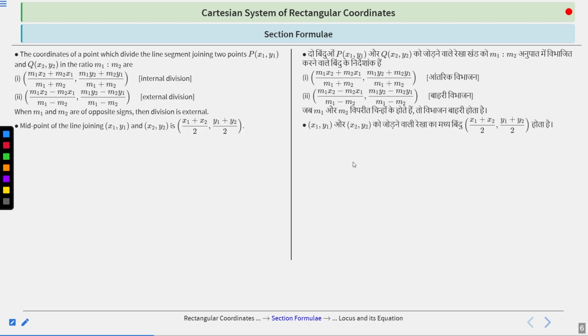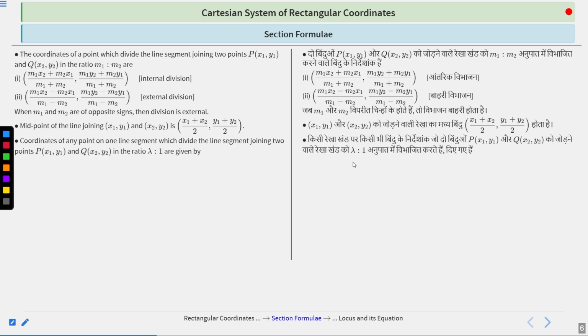Midpoint of the line joining (x1, y1) and (x2, y2) is ((x1 plus x2)/2, (y1 plus y2)/2), right? Coordinates of any point on the line segment which divides the line segment joining two points P having coordinates (x1, y1) and Q(x2, y2) in the ratio lambda is to 1 are given by (x1 plus lambda x2) upon (lambda plus 1) and (y1 plus lambda y2) upon (lambda plus 1), where lambda is not equal to minus 1, right?